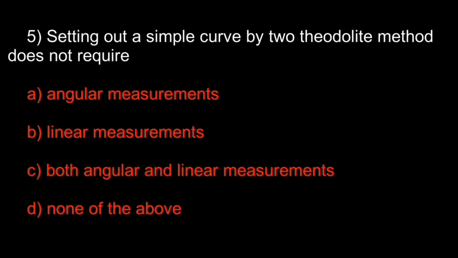The underlying principle of this method is that the deflection angle between a tangent at any point on a circle and a chord is equal to the angle in the alternate segment subtended by the chord. So our option is option B, linear measurements. Setting out a simple curve by the two theodolite method does not require linear measurement. It only requires angular measurements. So option B is the answer.